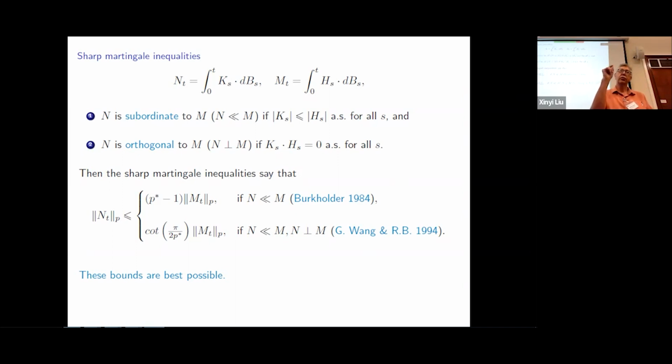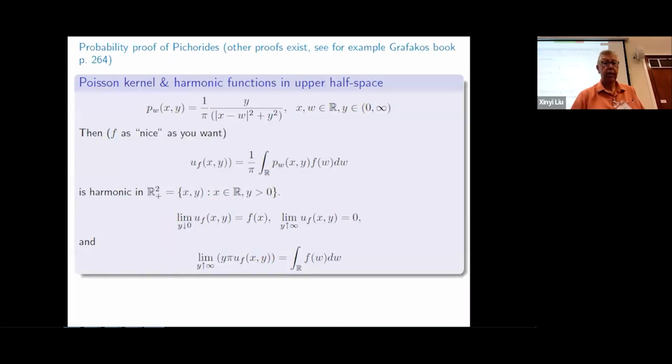So orthogonality gives you a bound which is cotangent of pi over 2p star, namely the Pichorides constant. And so you see, when I wrote earlier that observation, p star minus 1, I did not use the orthogonality of these matrices. So this actually gives you the bound for the continuous Riesz transforms.